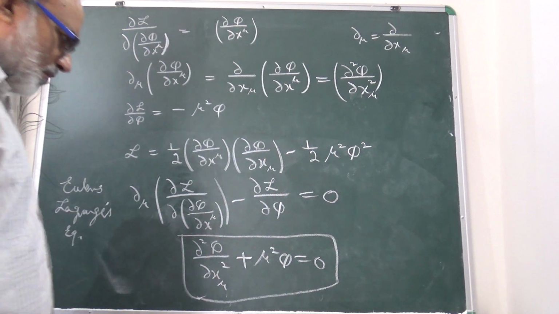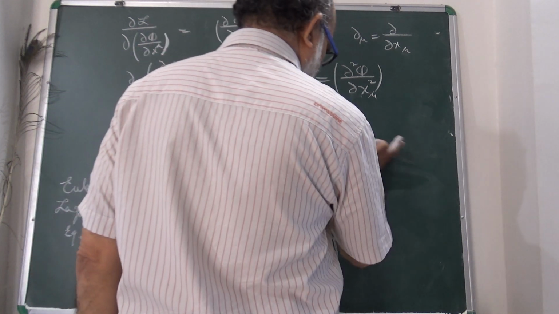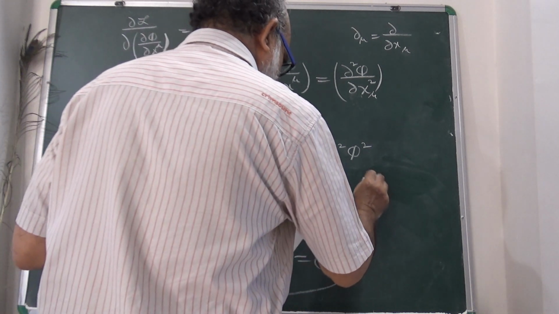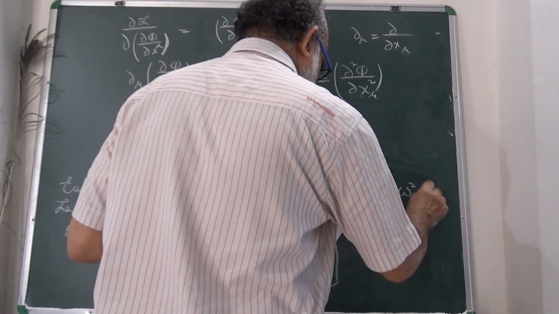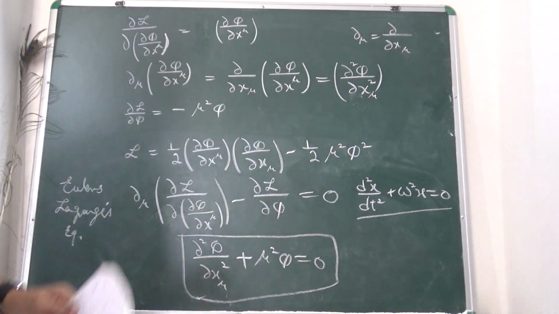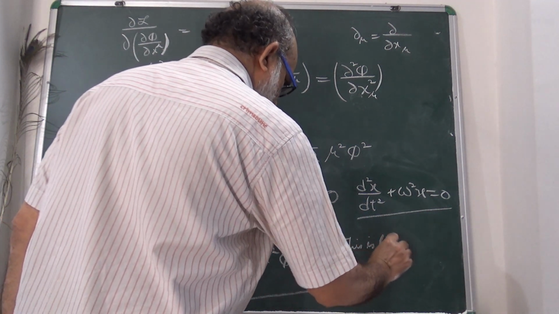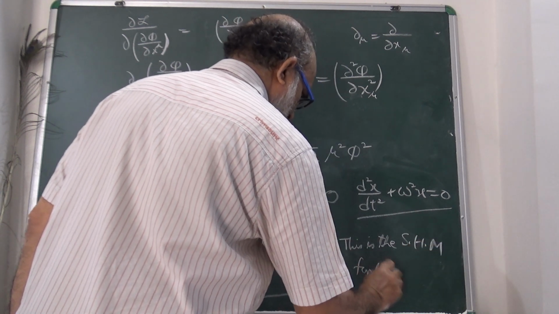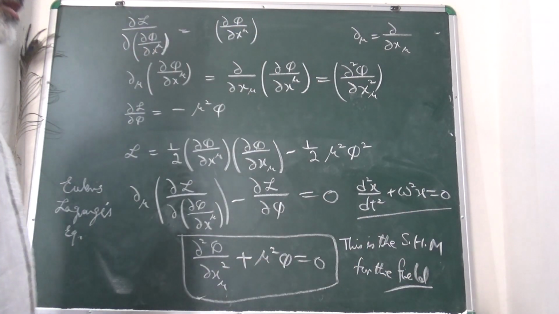This equation of motion is similar to that of particles attached to a spring. The equation of motion for a particle attached to a spring is d square x by dt square plus omega square x equal to 0. This is just like simple harmonic motion, the simple harmonic motion of the field.